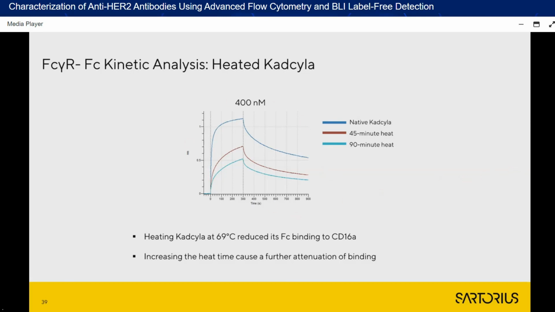So here is a single concentration of the antibodies looking at their Fc gamma receptor binding. And we can see that there's a clear, gradual drop-off with the increased heat time compared to the native Kadcyla. And we hope that this would obviously relate back to a drop in ADCC activity when we measure back in the iQue assay.